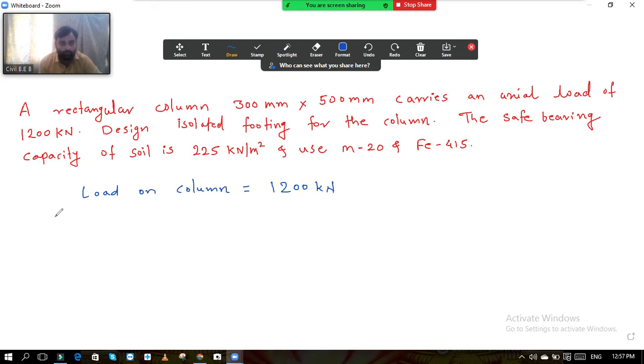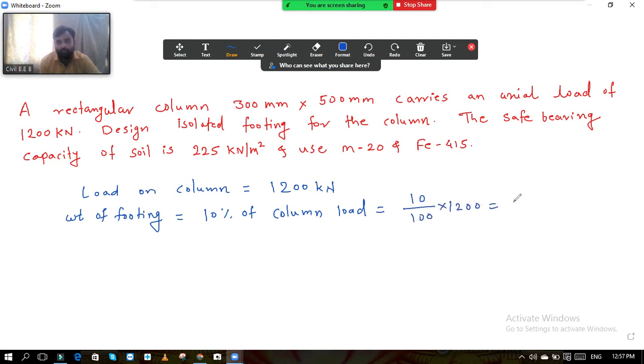Then weight of footing. We will calculate the weight of footing. How do we consider the weight of footing? Weight of footing is equal to 10% of column load, which is equal to 10 by 100 into 1200. So it will become 120 kilonewton. This is the weight of footing. This is assumed. We normally take 10% as the weight of footing.